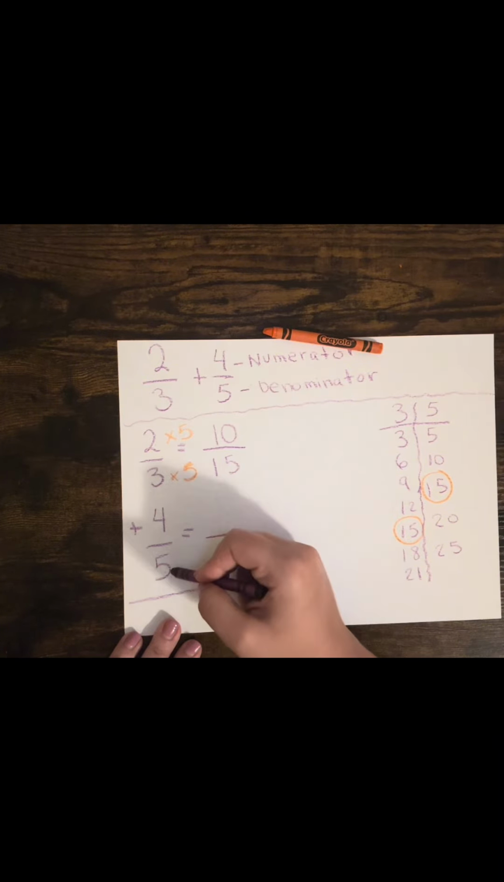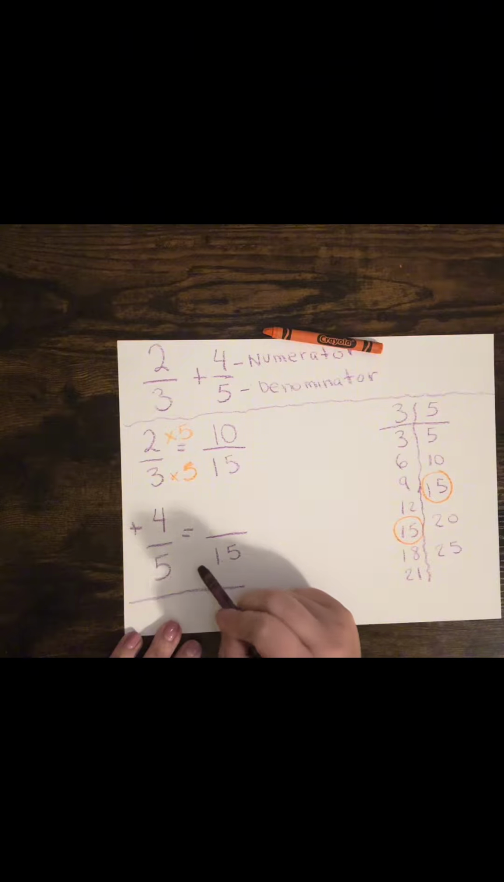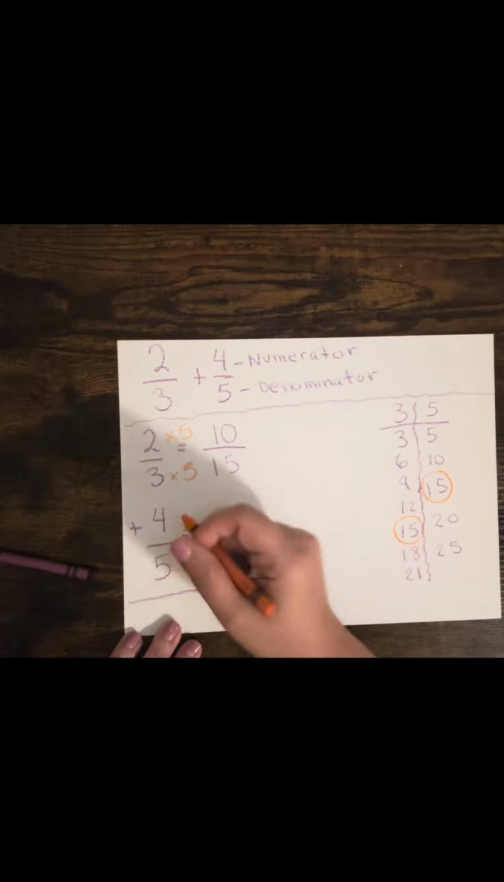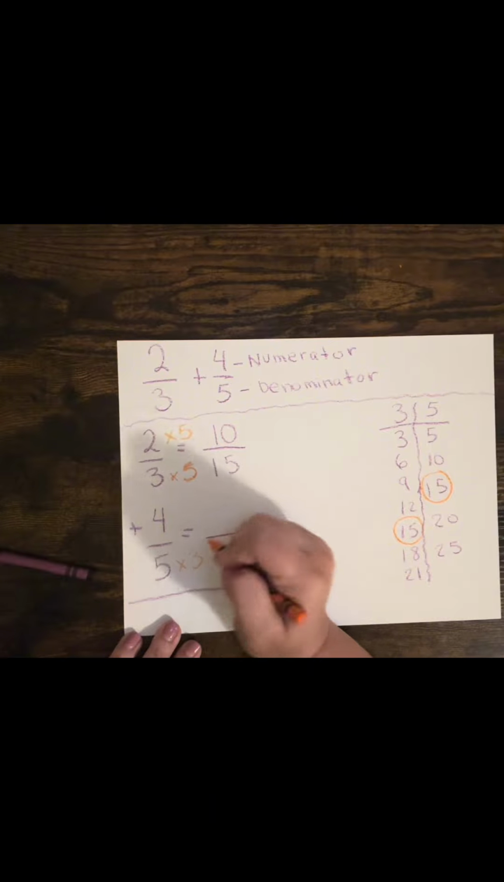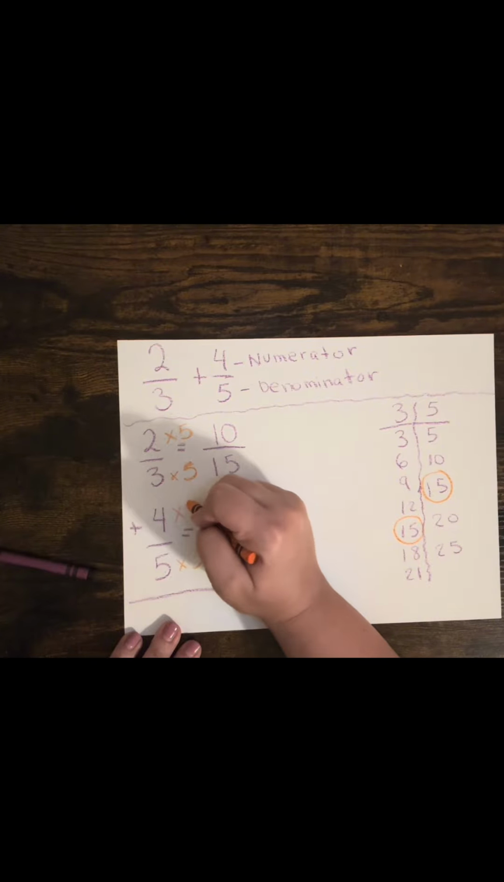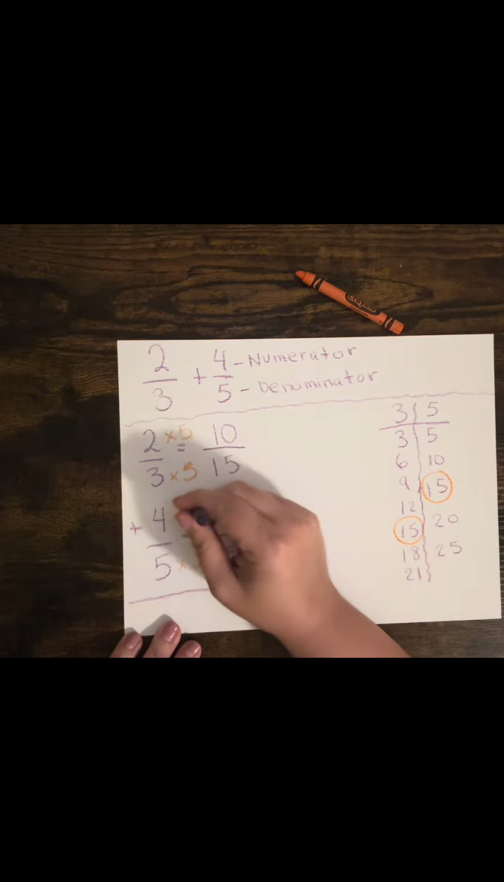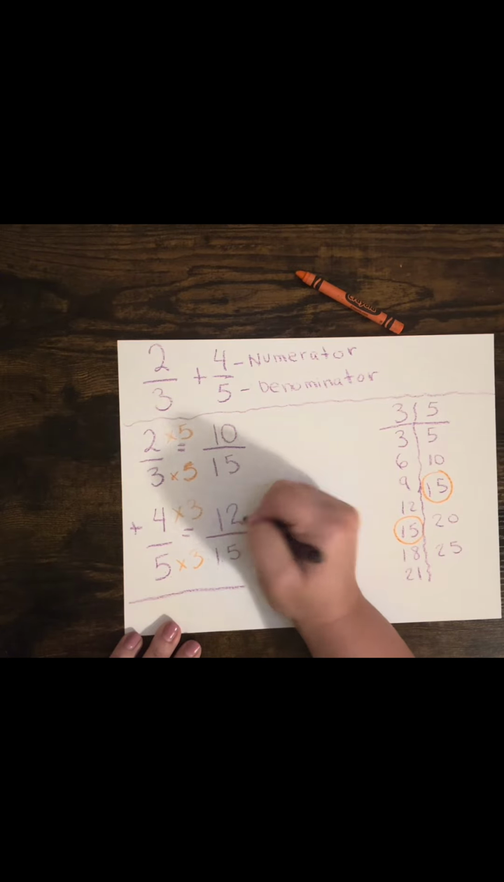So let's go to our bottom original fraction, which is 4/5. So let's look at our original denominator of 5 and our new one of 15. How do we get from 5 to 15? Once again, it's always going to be multiplication. 5 times what gives us 15? 5 times 3 gives us 15. And then whatever we do to the denominator, we must do the same thing to the numerator. So we're going to multiply the numerator by 3 as well. 4 times 3 is going to give us 12.